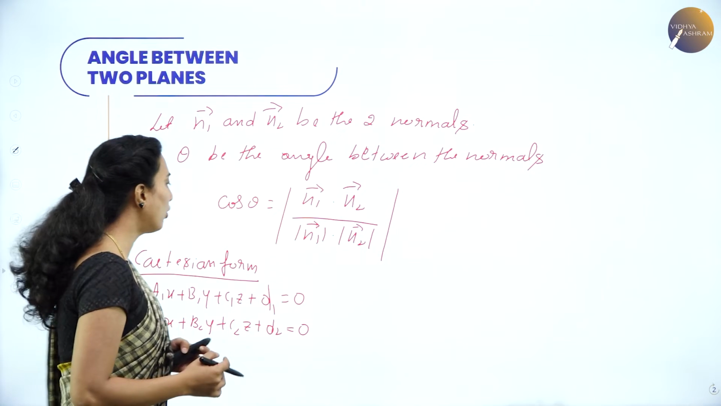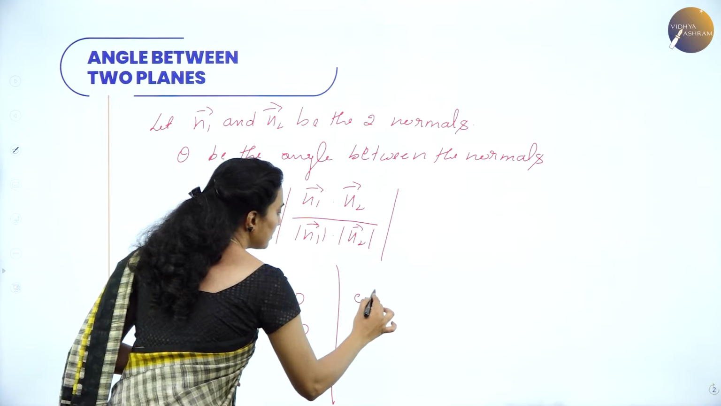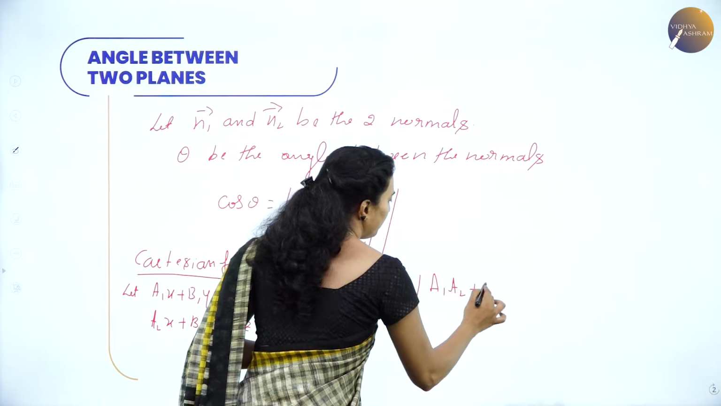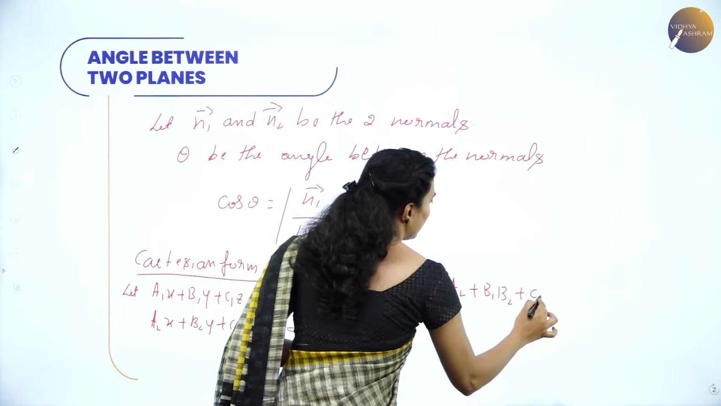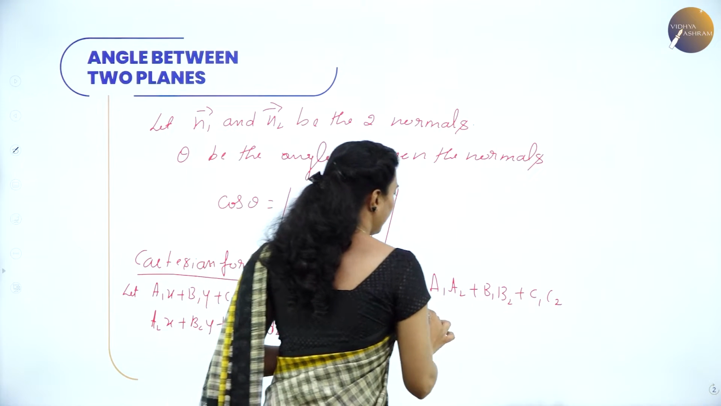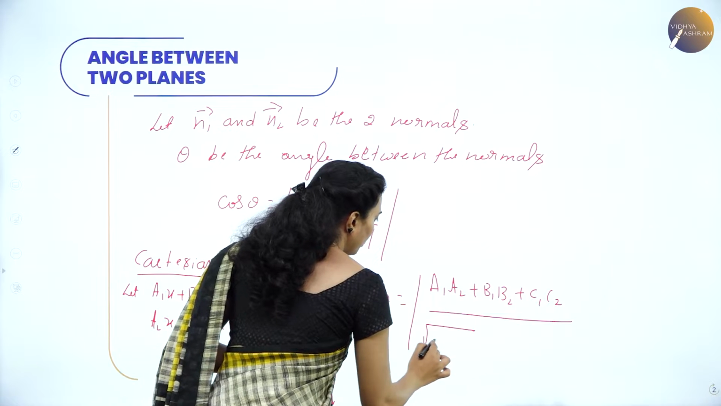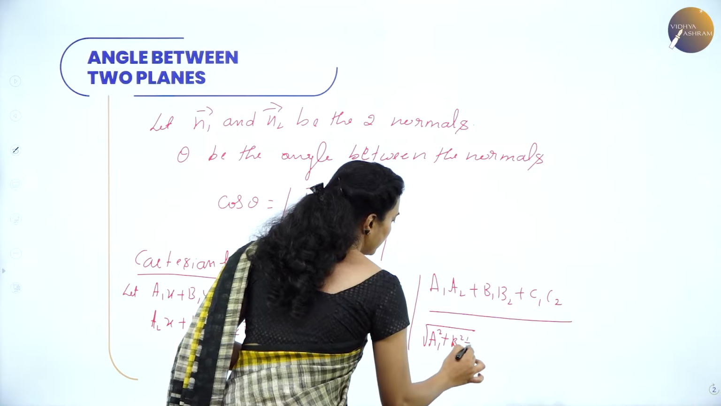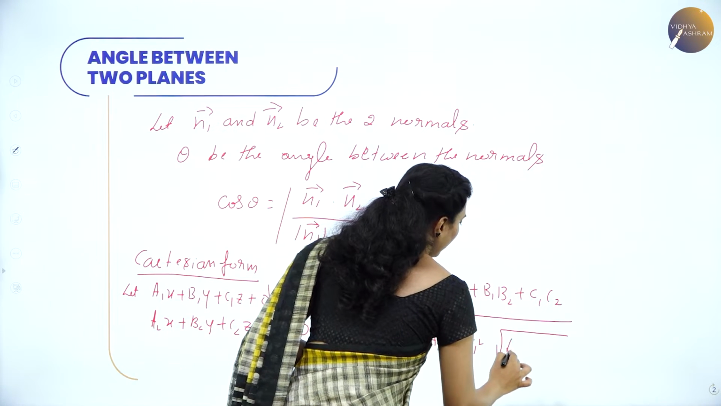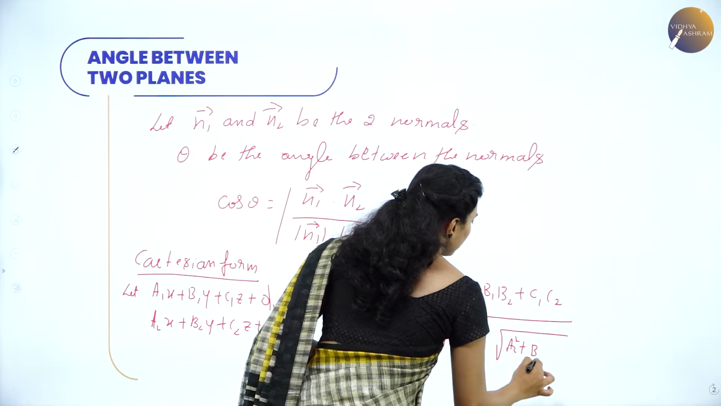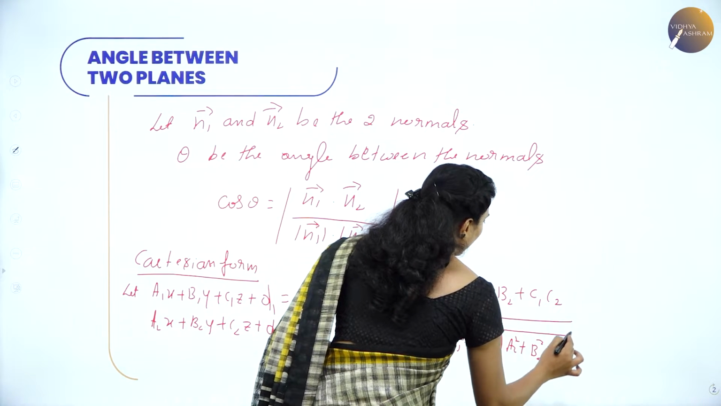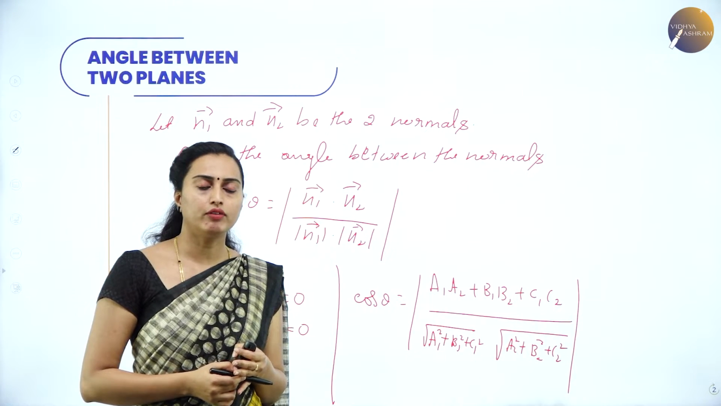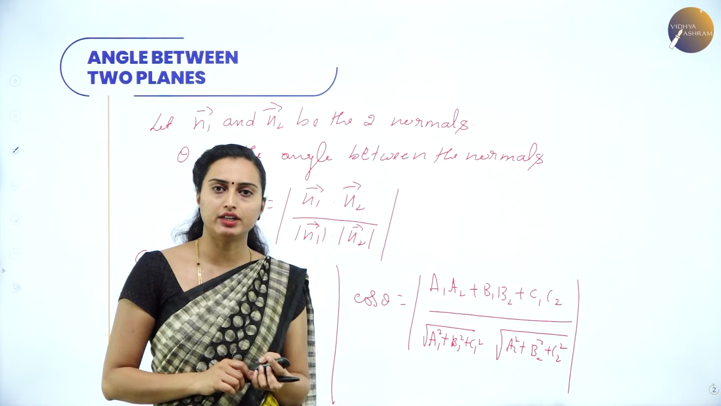Therefore, you can have cos theta is equal to the magnitude of a1 a2 plus b1 b2 plus c1 c2 divided by the square root of a1 squared plus b1 squared plus c1 squared, times the square root of a2 squared plus b2 squared plus c2 squared. Okay. So this is going to be known as what? The determinant of that, or cos theta of the Cartesian form.